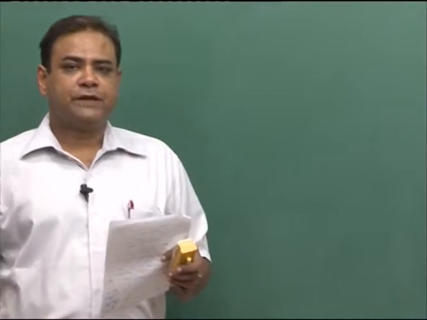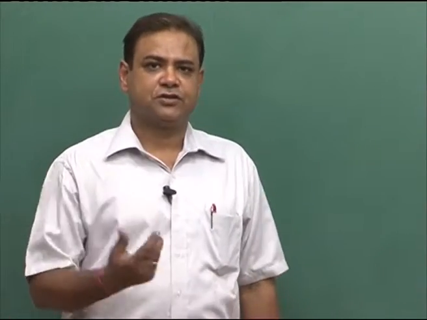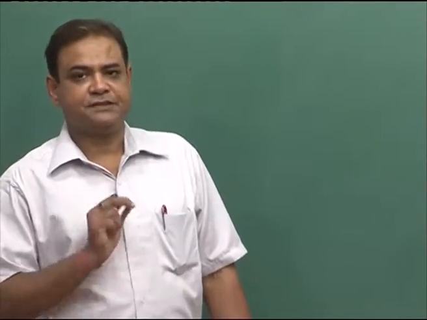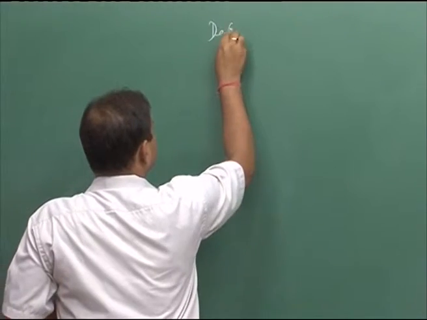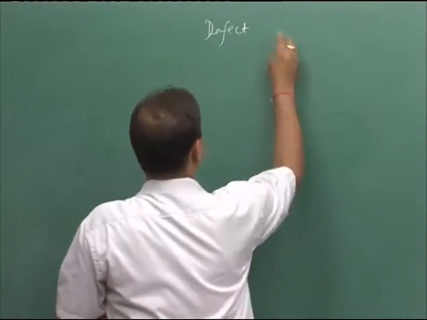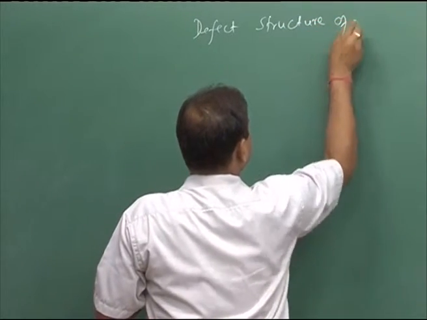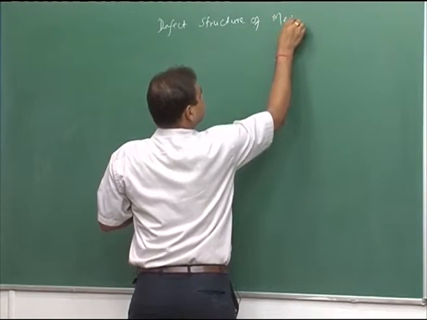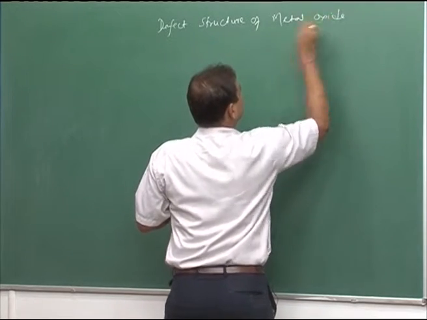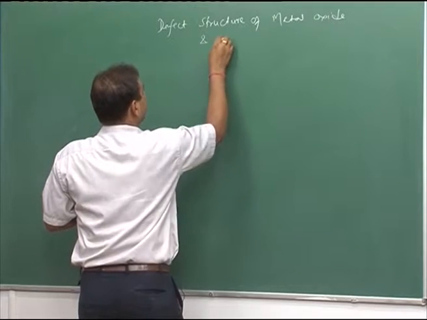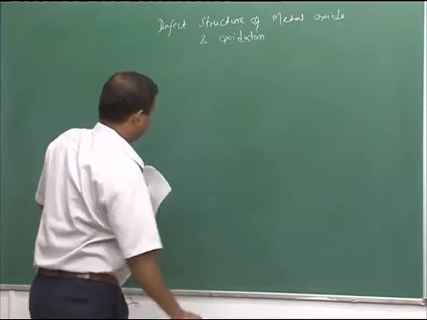Specific structure of metals and alloys, oxide and its oxidation will be discussed. So, defect structure of metal oxide and oxidation.